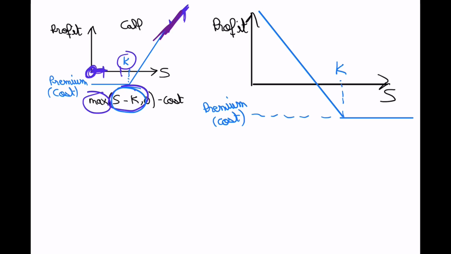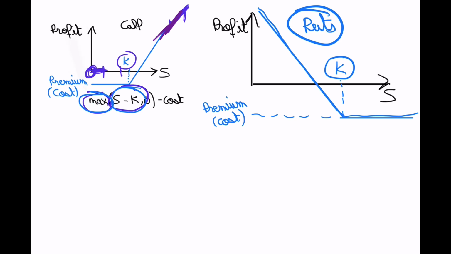Now, very quick for puts, we said that the payoff follows this relationship. When your stock price is below the strike, you get paid. If it's above, you don't get paid. So your payoff is going to be the max of the strike minus the stock. This is what you get paid. And your profit is going to be what you get paid minus the cost.